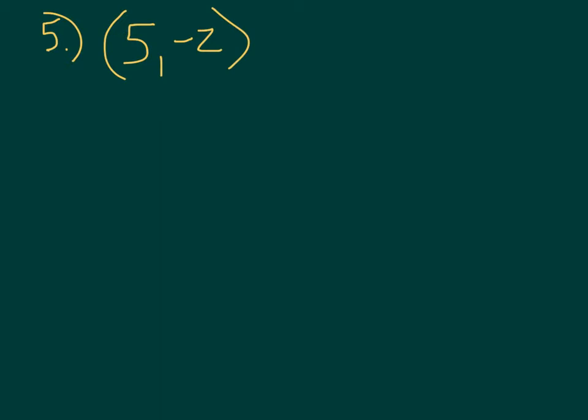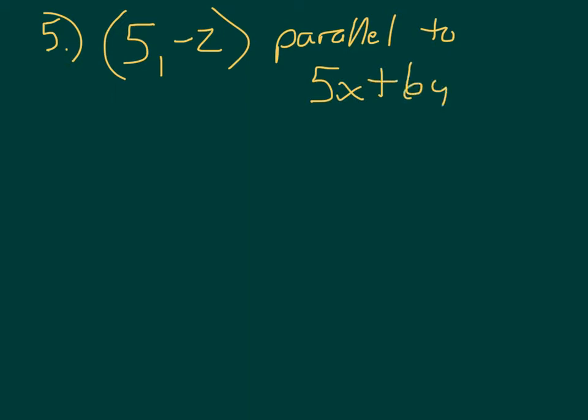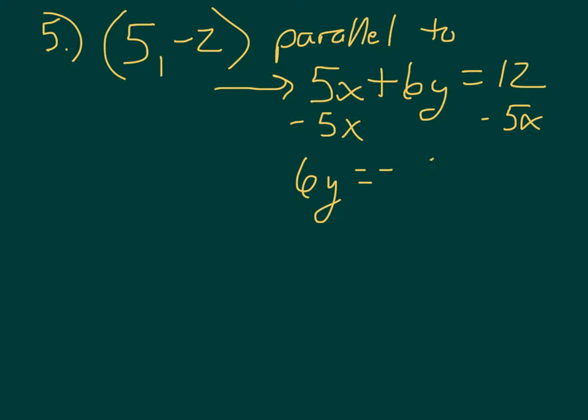And this one says parallel to 5x plus 6y equals 12, which is in standard form. I have no idea what the slope is on this particular equation until I put it in slope-intercept form. So how do I do that? Well, I subtract 5x from both sides. I can't combine those, so I've got 6y equals minus 5x plus 12.